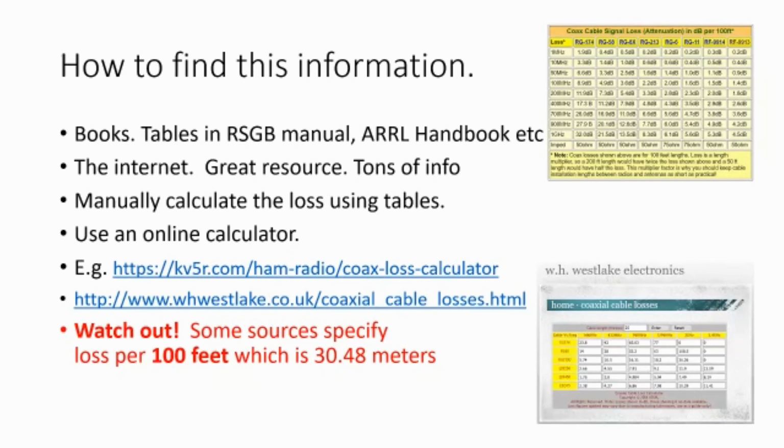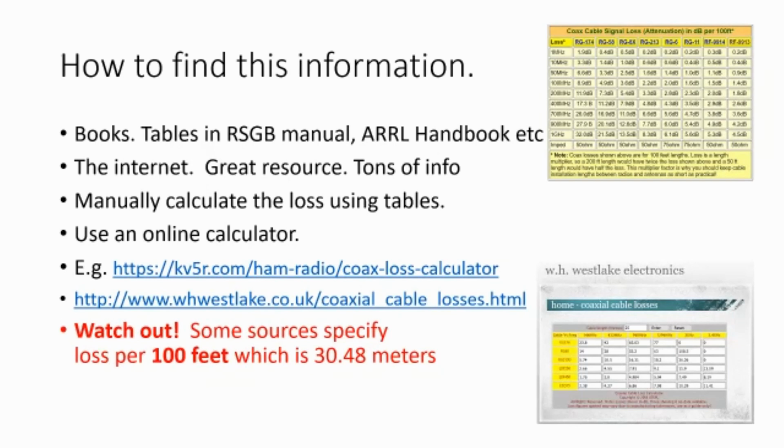The internet is a great resource. There are tons of info out there, and some websites have calculators. The picture in the bottom right-hand corner was taken from W.H. Westlake's website. You can enter your length of cable in there in meters, and it will tell you how much loss you have for that length at 2 meters, 70 centimeters, 960 megahertz, 23 centimeters, 2 gigahertz, 2.4 gigahertz. So very, very useful wee table.